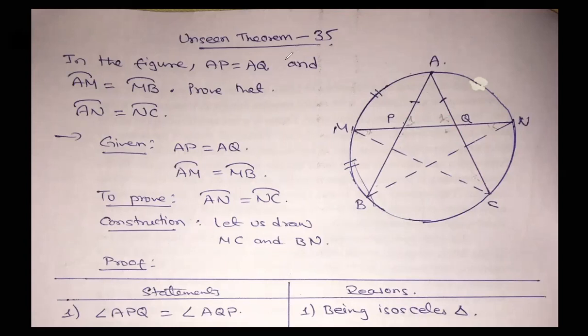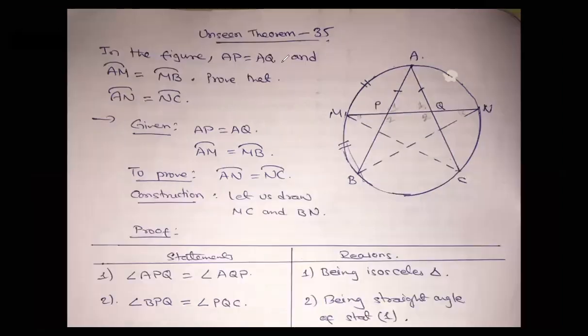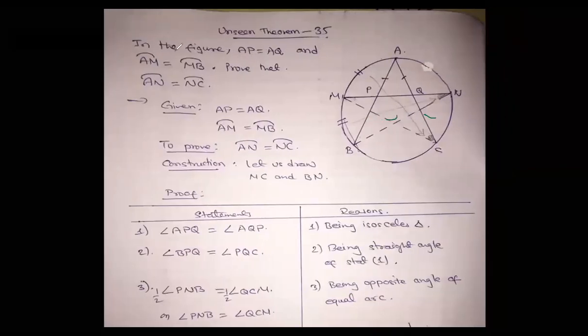So number 2 मा त्यही लेख्छ. So number 2 मा लेख्छ, so PQP this angle, this angle and this angle they are also equal to each other. Why they are equal? Because they are the straight angle from statement 1. If these two angles are equal then these two angles are also equal to each other. Okay, so let us go to the next one.